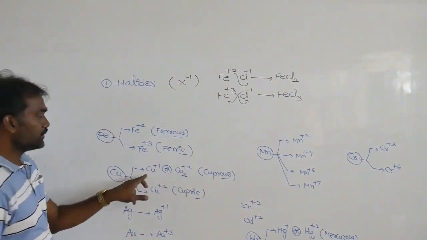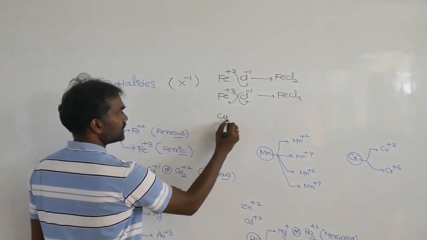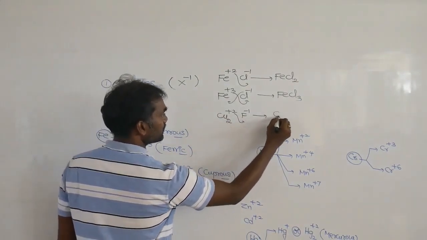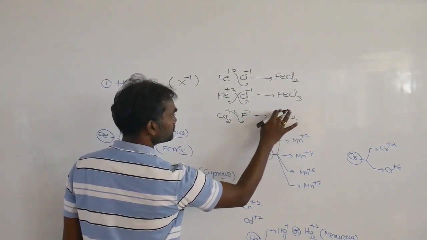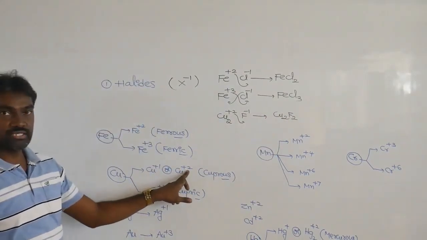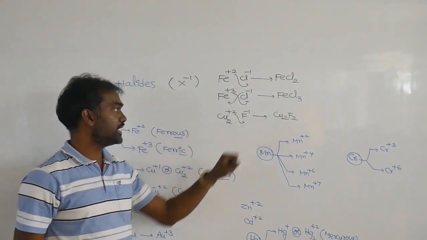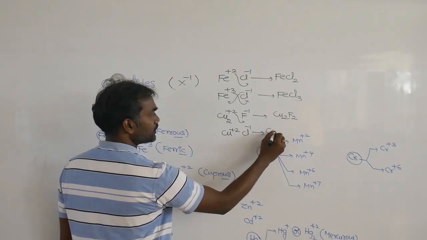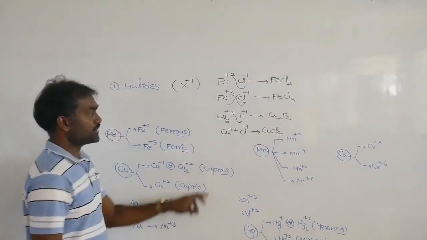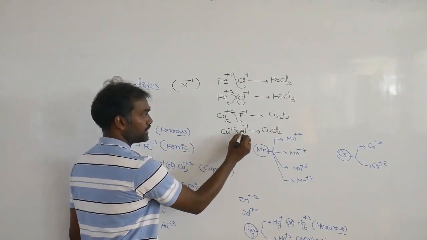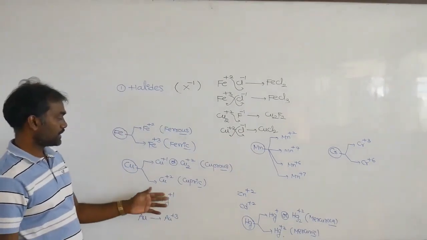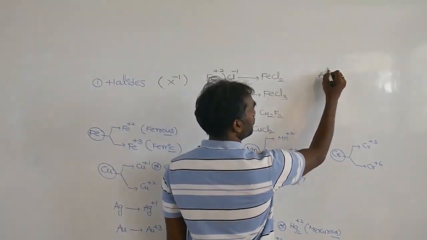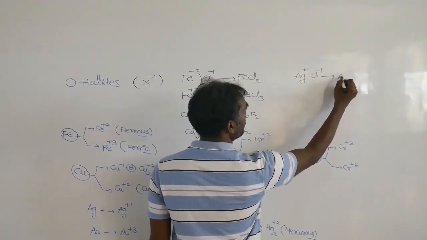Next, suppose you take copper. Cu plus 1, F minus 1, so that is CuF, or Cu2F2. This is cuprous fluoride. Next, Cu plus 2, Cl minus 1. So you are getting CuCl2, that is cupric chloride. 2 coming here, 1 is coming here. Next, silver: Ag plus, Cl minus 1. You are getting AgCl.